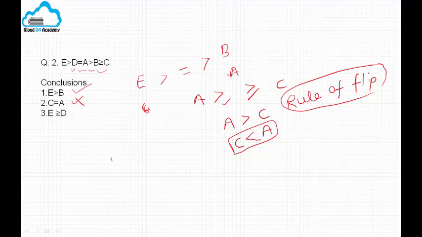Then between E and D we can directly see it, it's greater than, and here it is given greater than or equal to, so no. So the first one only follows, that's the answer, only first follows. So the important thing in this question was rule of flip. In the question we were given the relation between A and C, and in the conclusions they asked between C and A. So we just solved it first between A and C, and then we flipped it. I hope it was clear to you.